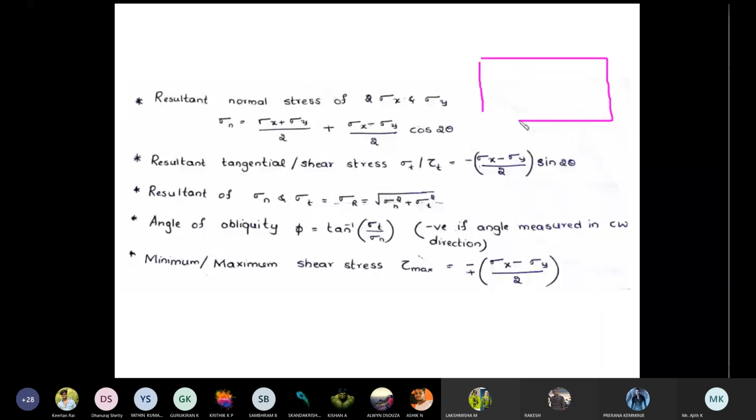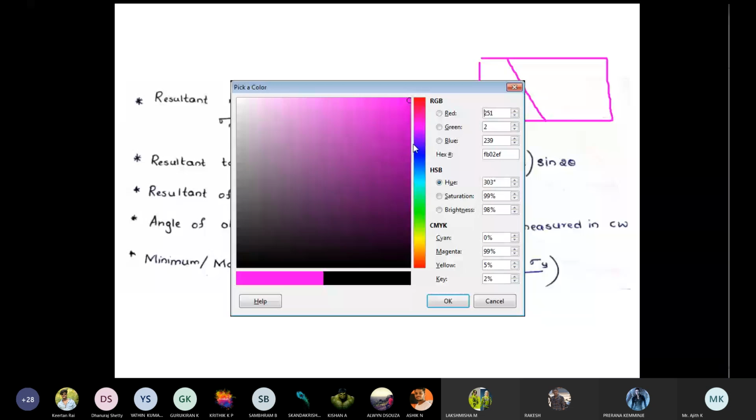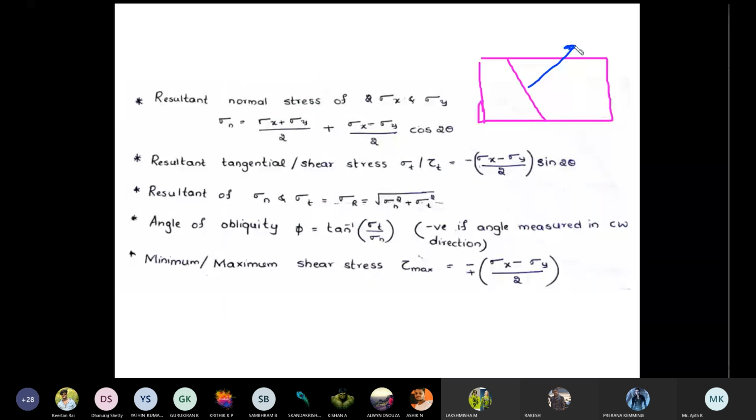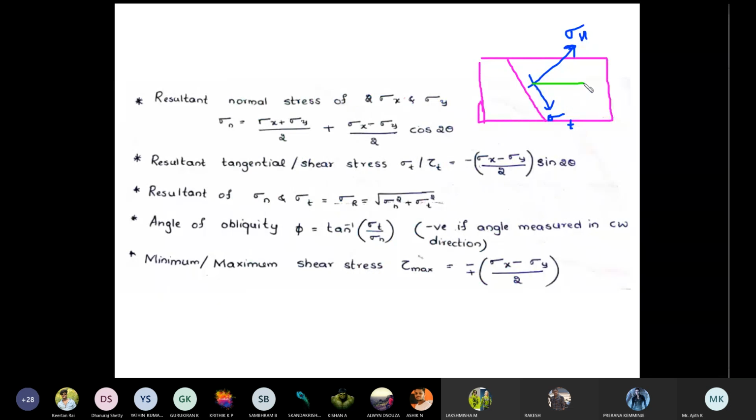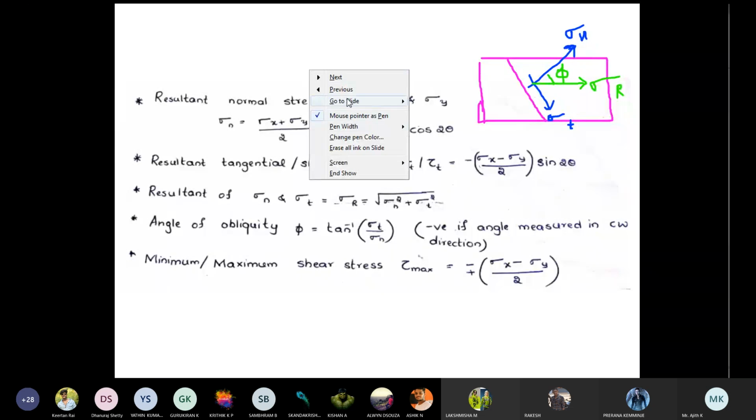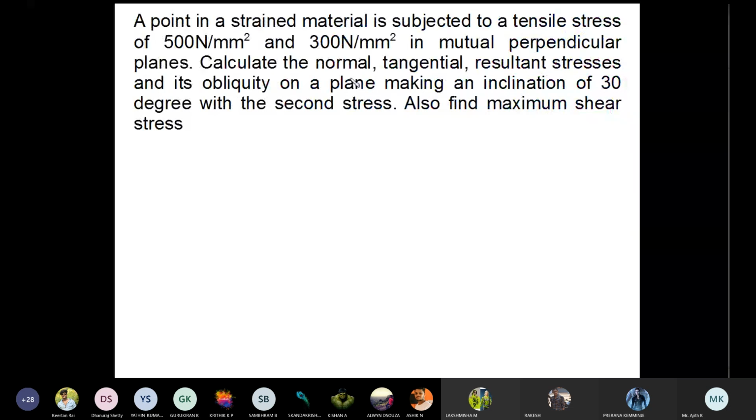What is sigma n, what is sigma t, all those things. Sigma n means it is a stress which is acting perpendicular to inclined plane. Sigma t will be acting parallel to inclined plane, sigma t tangential component. And the last one, that is the resultant. Resultant means resultant of sigma n and sigma t. That will be resultant stress. And this inclination is angle of obliquity, phi. So a problem based on this. Usually they ask this kind of problem for around 10 to 12 marks. So we'll solve this problem and we'll wind up.